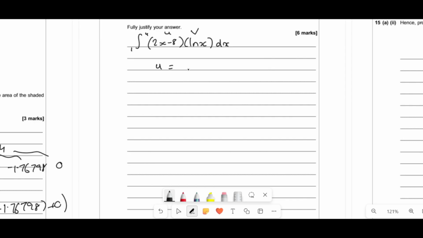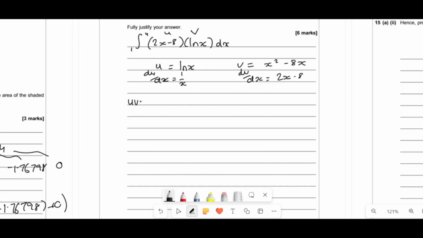So u, I'm going to set as ln x. Remember that the other one is dv over dx, which is going to be 2x minus 8. So then du over dx is going to equal 1 over x. And then v is this integrated, which is 2x squared over 2, so that's just going to be x squared minus 8x. Cool. So then we remember that the integral is uv minus the integral of v du over dx.